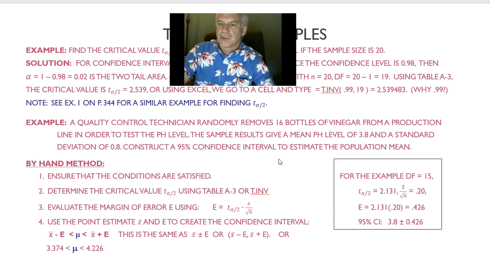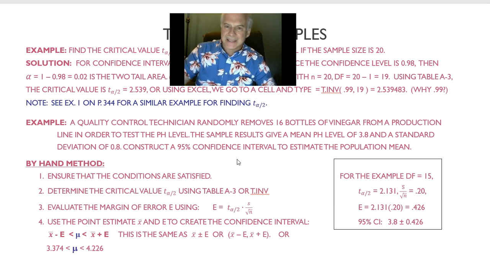The sample results give a mean pH level of 3.8 and a standard deviation of 0.8. Construct a 95% confidence interval to estimate the population mean. Now first we've got to ensure that the conditions are satisfied. So do we have a random sample first of all? Well, yes, he's randomly removing the bottles from the production line, so we have that.